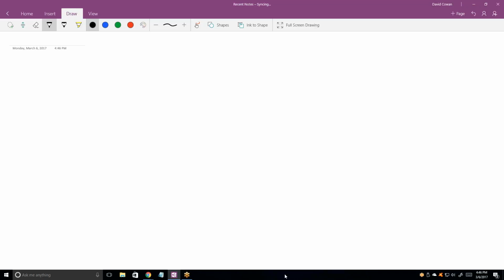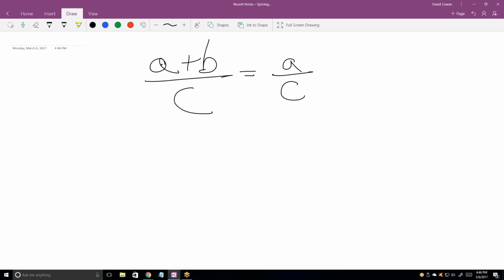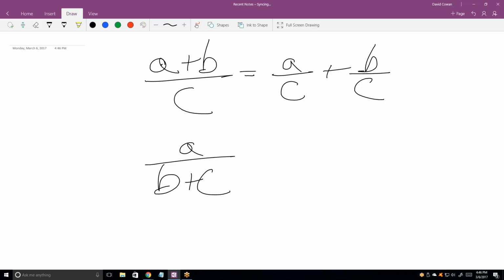Yeah, let's talk about that for a second, because I think a lot of students are a little confused by this. If I have a plus b over c, I can separate that into a over c plus b over c. But if I had a over b plus c, that does not separate into that fraction and that fraction. The only time I can split it into two fractions is if my denominator is a single term.